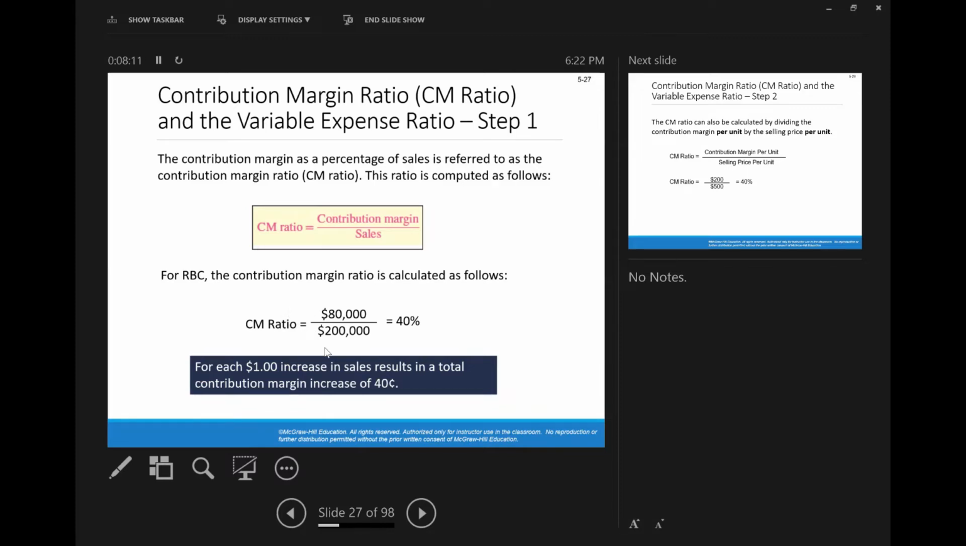So you may only have the contribution margin ratio in the example. They may give you some information, you have to use the ratio, or it may just give you the ratio in the example. So for each dollar increase in sales will result in a contribution margin increase of 40 cents. So 40 cents. Okay, does that make sense?